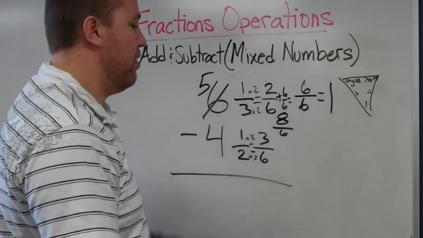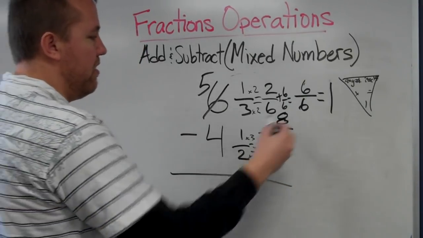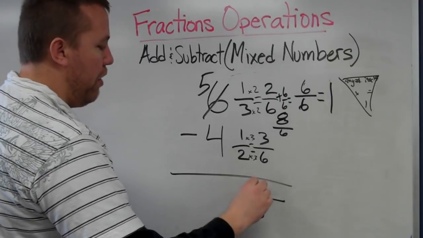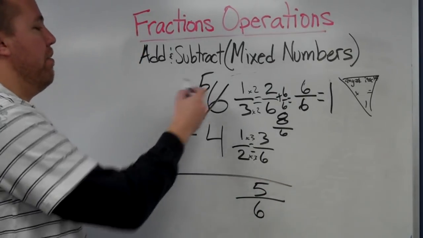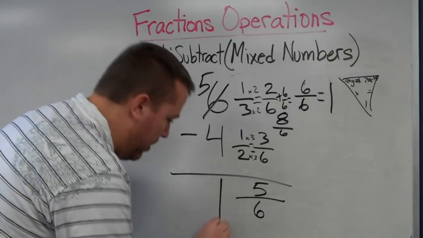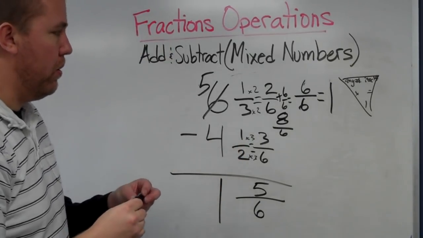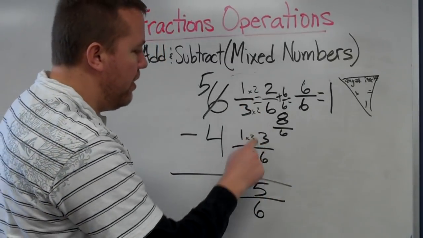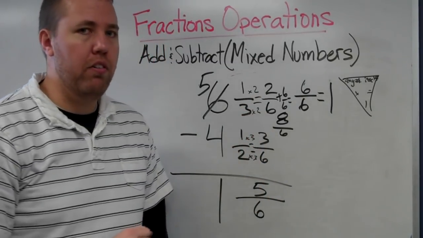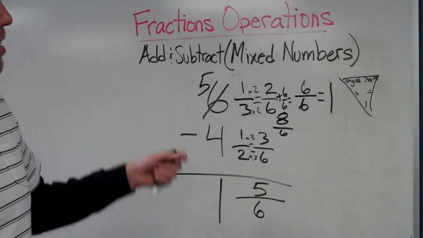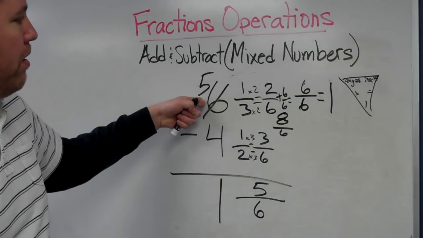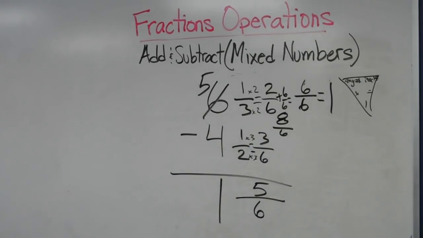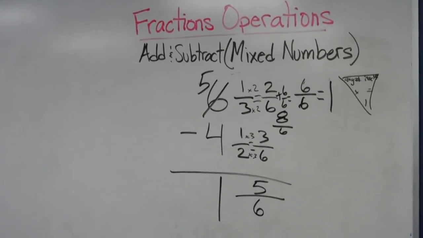5 and 8 sixths, so I can subtract that 3 sixths. 8 sixths minus 3 sixths equals 5 sixths. And 5 wholes minus 4 wholes equals 1 whole. So in subtracting those mixed numbers, if we can't do it, we need to borrow from our whole number. Just remembering that we're talking about our denominators, in this instance, sixths. So 6 sixths is what we borrowed.